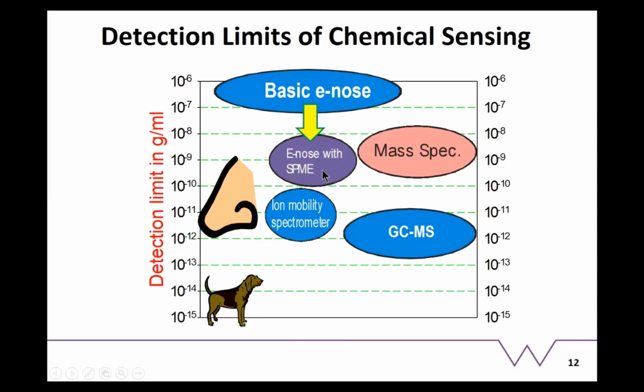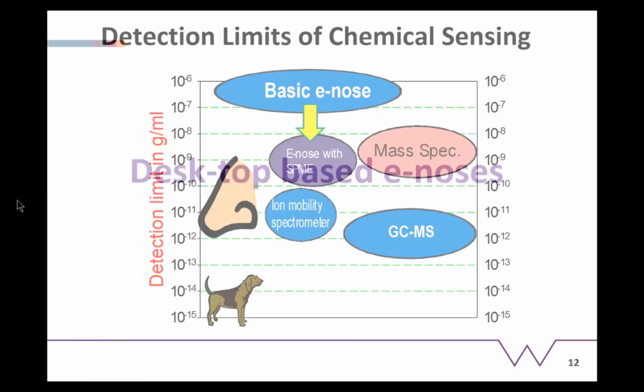That's the sort of capability of an e-nose with SPME, which is solid phase microextraction, a little bit of a pre-sampling method. Over here is a mass spectrometer that someone may be familiar with. If we bolt on a GC mass spec for about £100,000, we can get down to parts per trillion, which is around 10 to minus 12 grams per milliliter of liquid. And over here is Fido the dog. This is why we still use dogs to detect explosives, because they can go down to parts per quintillion, 1 part in 10 to the 15, which is extremely low, as you can imagine.